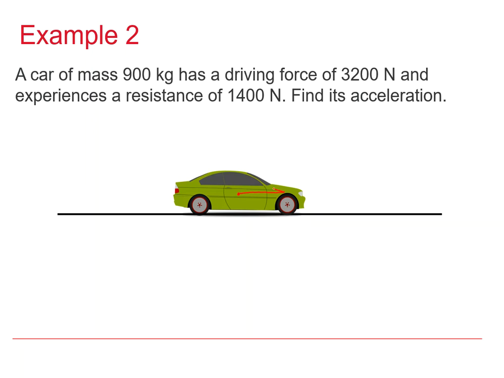So we have a driving force of 3,200 newtons acting in that direction, and then a resistance acting against that motion of 1,400 newtons. If we take this as the positive direction, the overall force would be the 3,200 newtons, which is positive. But because the 1,400 is acting backwards, that's negative, so we're adding minus 1,400 newtons. So that's 1,800 newtons.